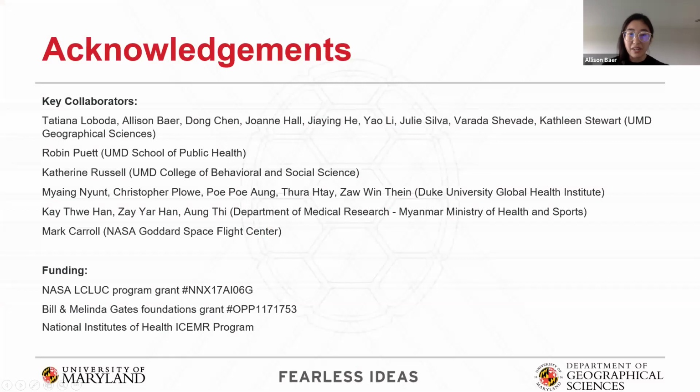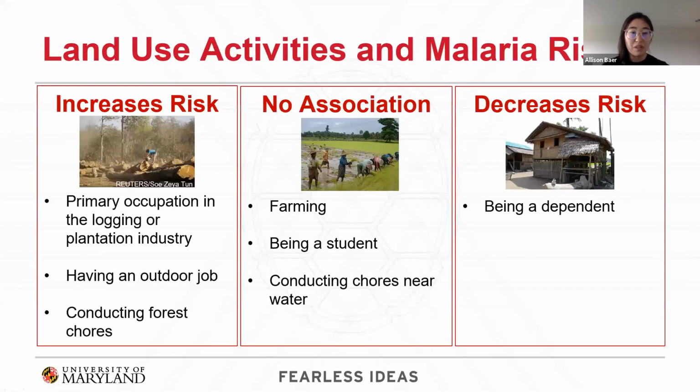Awesome. Thanks for that insight again, Amanda. So one question, and I don't have the slide number for it, but someone has a more specific question about the research. So in the slide talking about land use activities and malaria risk, how are you able to separate, quote, having an outdoor job with increased risk and, quote, farming with no association?